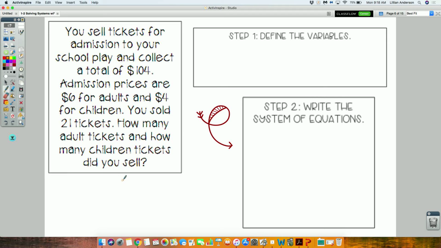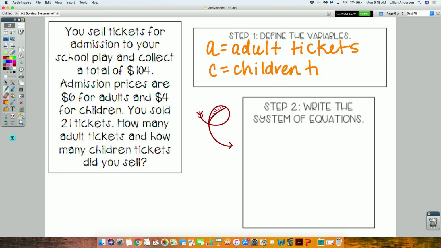Now, if you want, you can make A be adults and C be children, or you can use X and Y. Either way, you need to make sure you define what you're using. For me, I like to actually use the variables that they represent. So I'm going to let A represent adult tickets, and C to represent the children tickets. So that's the first thing you want to do. You want to try to figure out what are your unknowns.